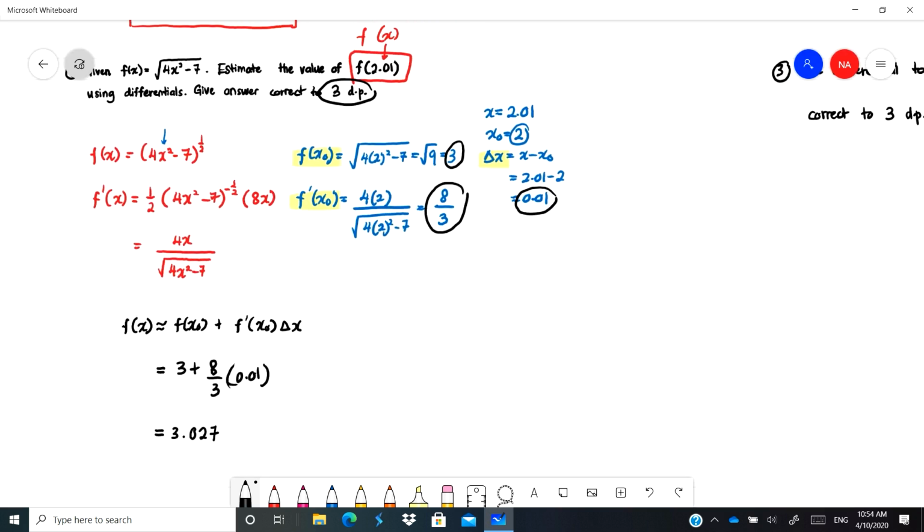So first step, we'll have to find f(x), right? So I'm writing in, all right, so this is your first step. Step 1, we'll have to find f(x), and then we'll have to find f'(x), and then we also have to determine the value of x naught, and also delta x, and then we substitute the value of x naught into f and also f', all right, and then we'll have to use the formula. We just have 6 steps here. Just follow these 6 steps, inshallah you can do it.